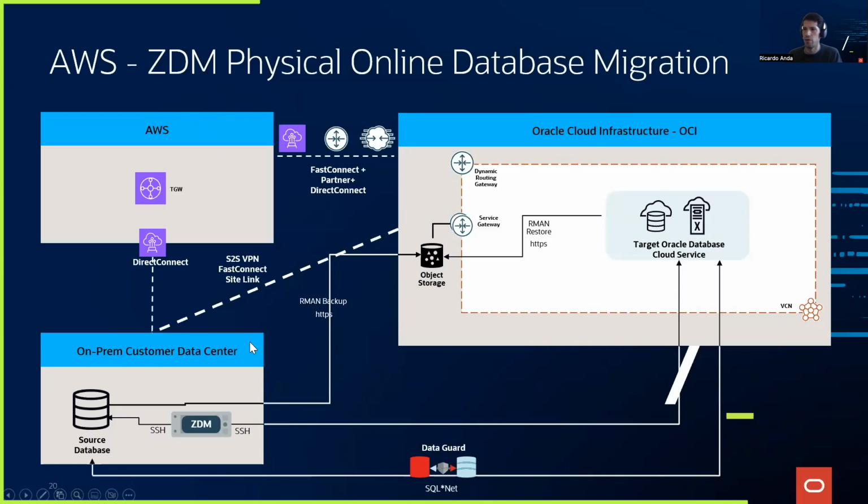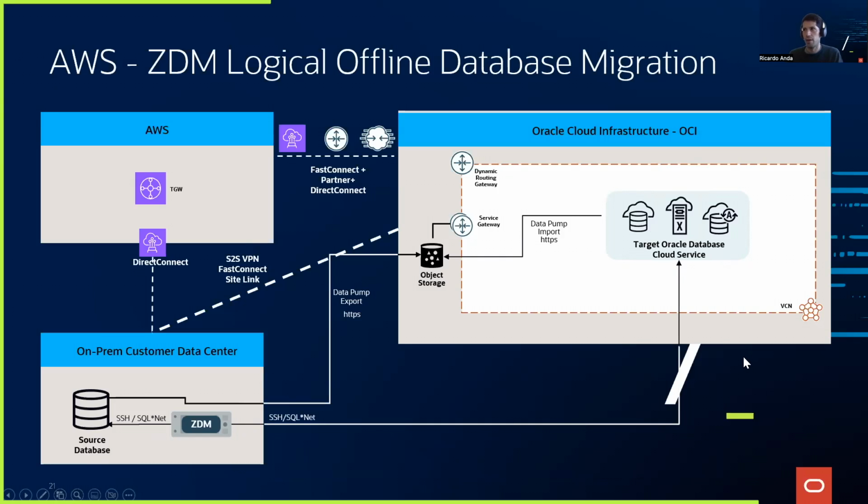Migration for physical online from a networking and connectivity point of view is the same. You have the same options, but on top of that, you will need SQLnet, basically for using Data Guard. An important thing about SQLnet is that it requires a connection from source to target destination. Okay, in the previous scenario, this connection was not needed. Here, this flow is actually needed from source to target.